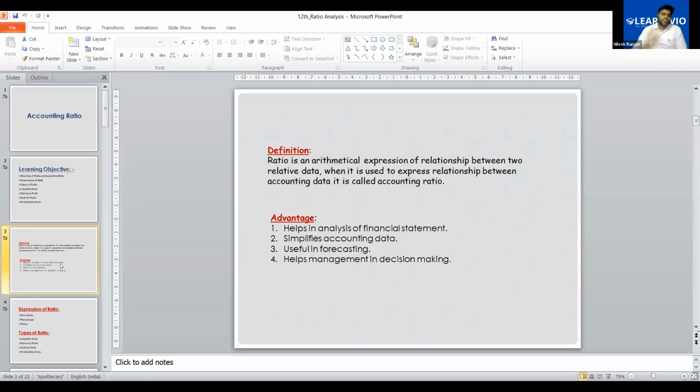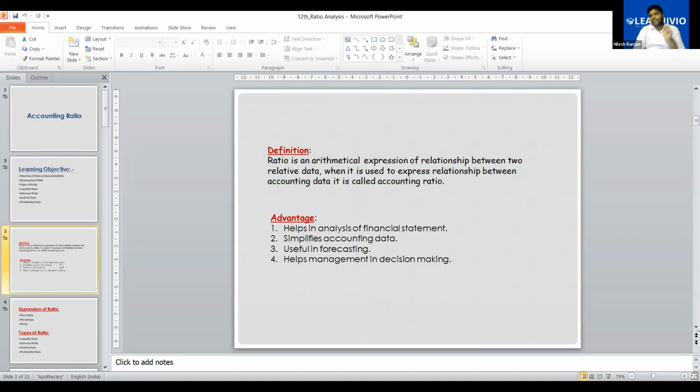So first is the definition. The ratio is an arithmetical expression. Generally, we use this in mathematics. So ratio is an arithmetical expression of the relationship between two relative data. When it is used to express the relationship between accounting data, it is called an accounting ratio.